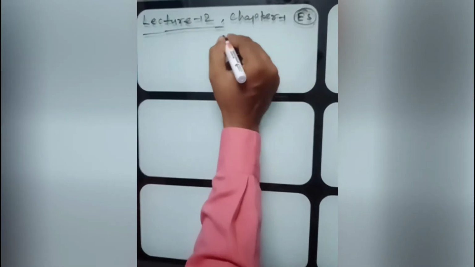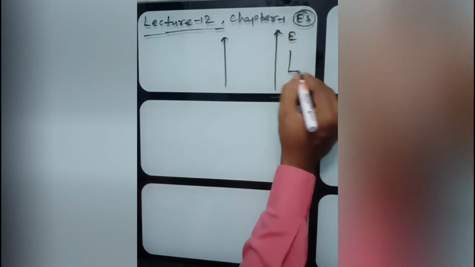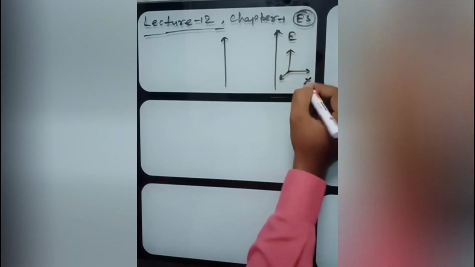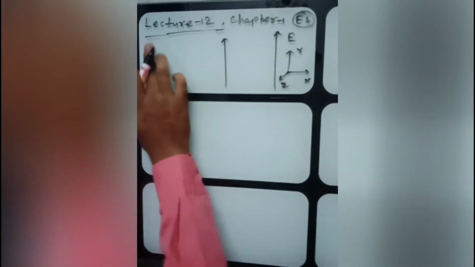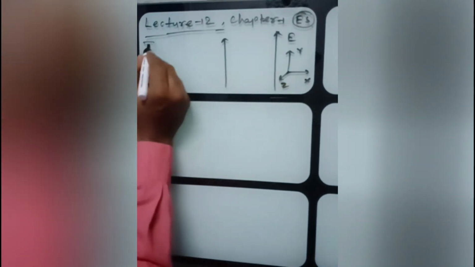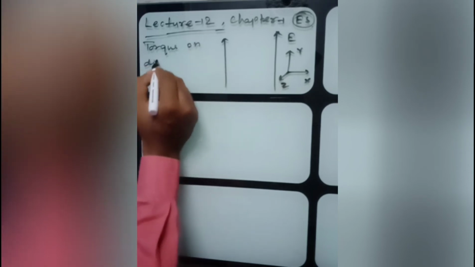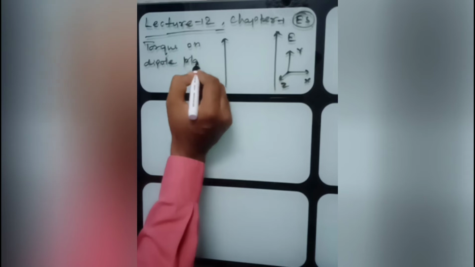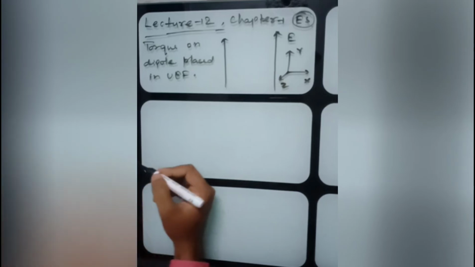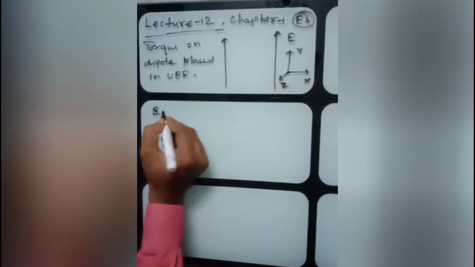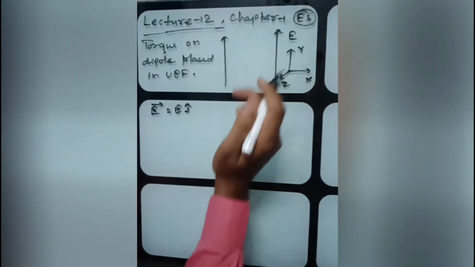Suppose this is the electric field. Here is the net electric field, and we are taking the directions x, y and z. Here we have the electric field. The topic I'm writing here is torque on a dipole placed in a uniform electric field. Here E is E j cap, along the y axis.